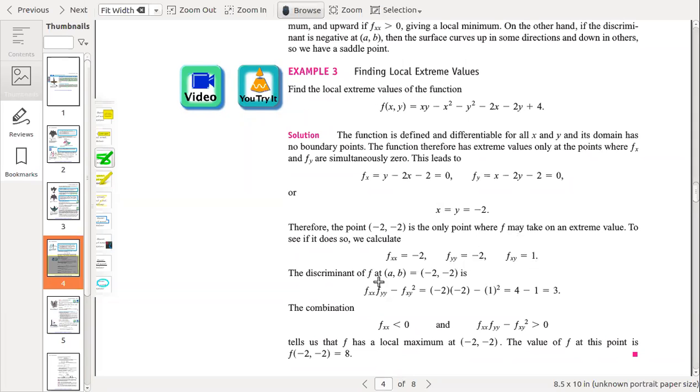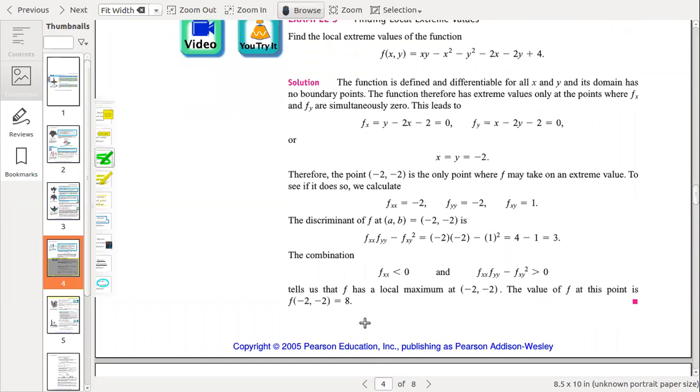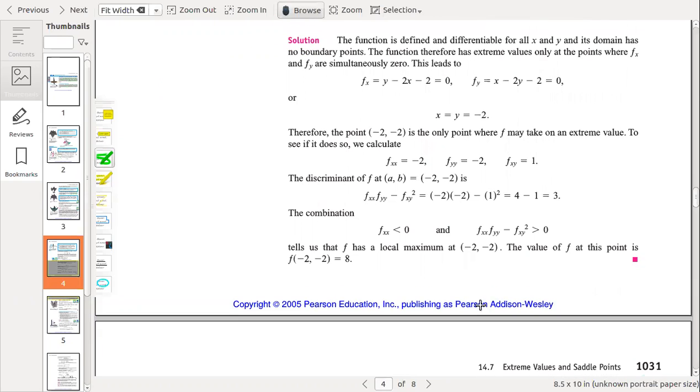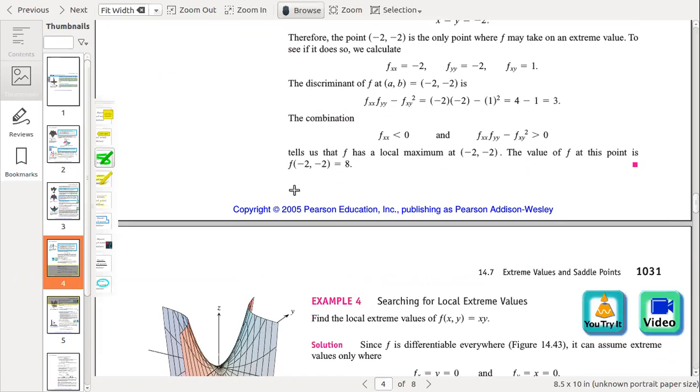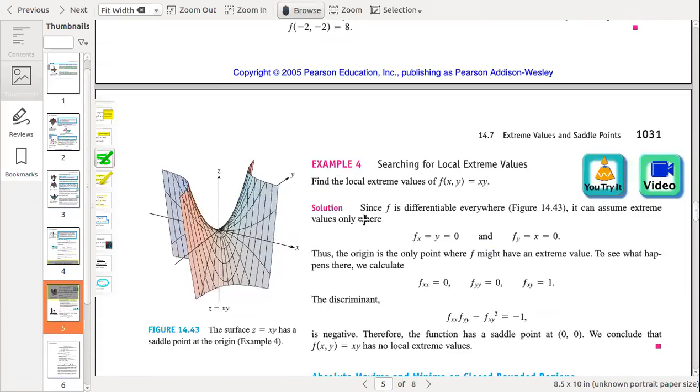The discriminant of f at (a, b) is equal to minus 2. So that's the discriminant we can find in the form of a determinant. Then we calculate this equation, and it will result as a 3. The combination f_xx less than 0 and the inequality we can calculate here tells us that f has a local maximum at this point. The value of f at this point is f of minus 2 is equal to 8.